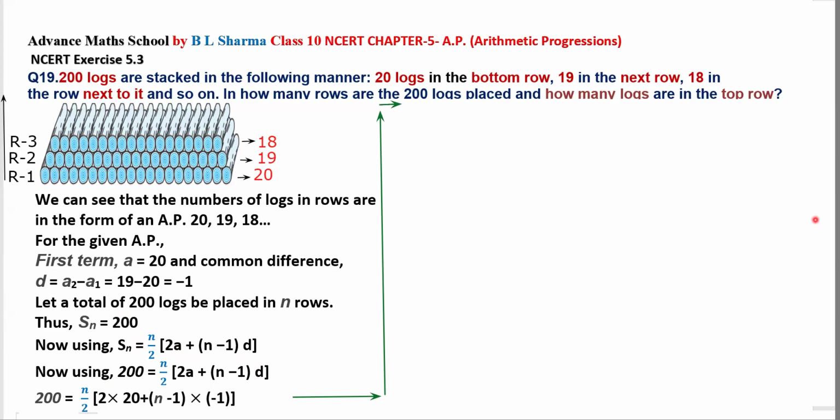Further calculating, n square minus 41n plus 400 is equal to 0. Now we have to factorize it by splitting the middle term. The product should be 400 and the sum should be 41. 16 and 25.